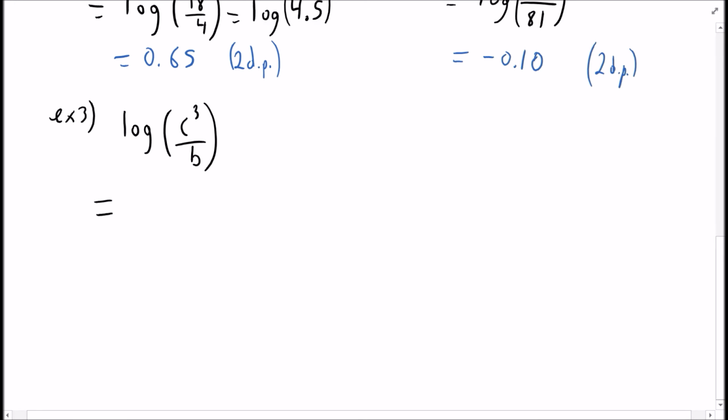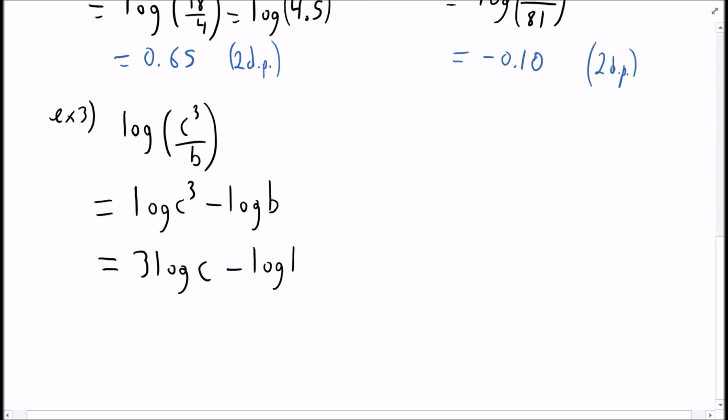So the first thing I would do is I noticed that division, and if I wanted to go backwards with rule number 2, I could write the log of c cubed minus the log of b. And then the final step is since I want it in terms of log c and log b, I don't want that cubed up there, so I could use the third rule and bring that back down out front. So 3 log c minus the log of b. And that would be the final answer going backwards.